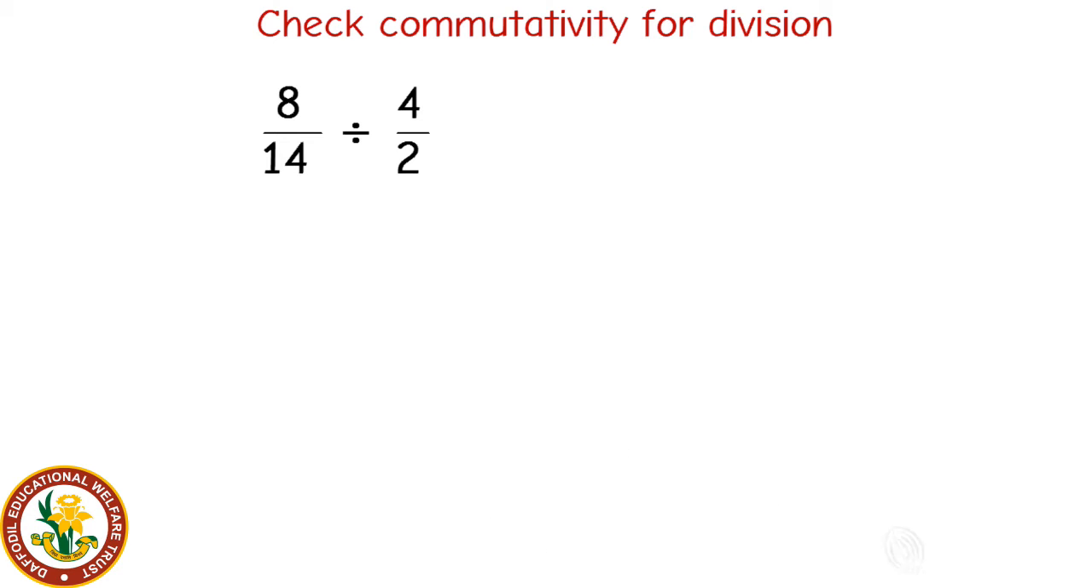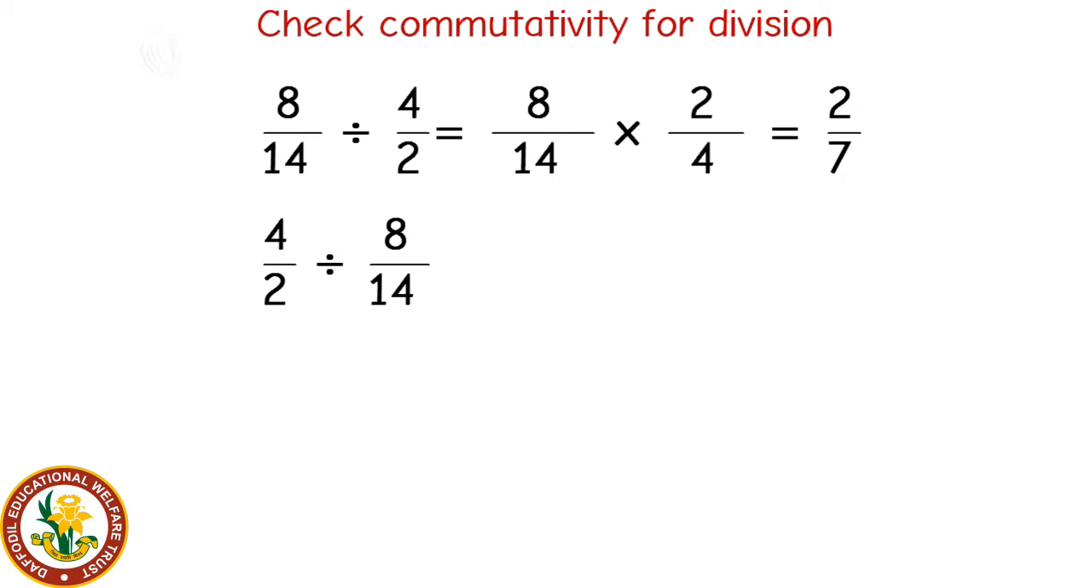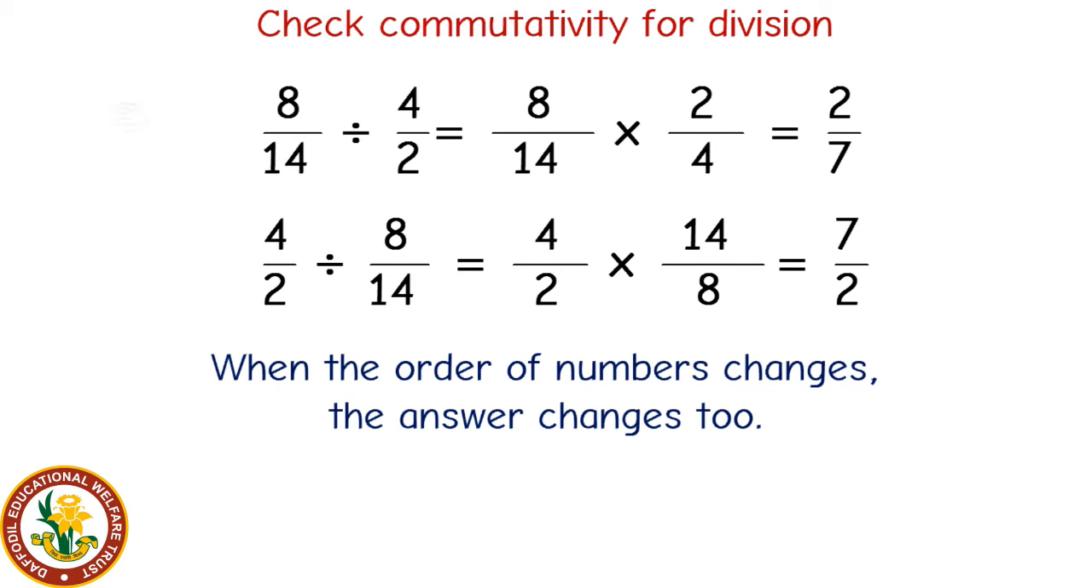Now let's check commutativity for division. 8 upon 14 divided by 4 upon 2 is equal to 8 upon 14 multiplied by 2 upon 4, which is equal to 2 upon 7. Whereas 4 upon 2 divided by 8 upon 14 is equal to 4 upon 2 multiplied by 14 upon 8, which is equal to 7 upon 2. When the order of numbers changes, the answer changes too. So, division is not commutative.